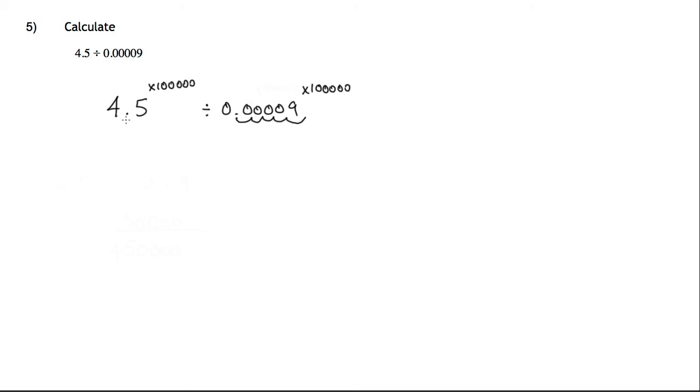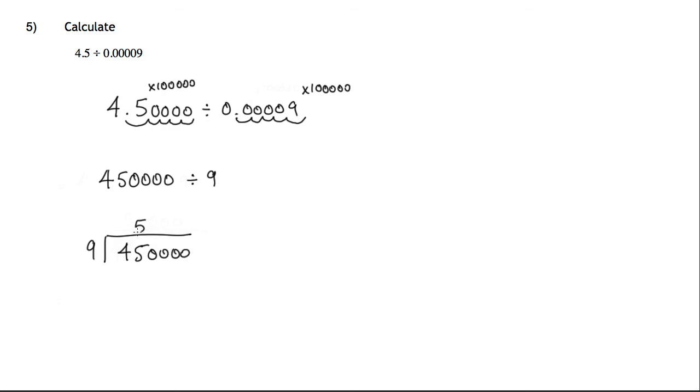So we need to move this decimal 5 places. So 1, 2, 3, 4, 5. And then just add some zeros in the gaps here. So we end up with 4, 5 with 4 zeros, so 450,000. That's going to be divided by 9. Now 9 into 450,000, if you want to do it this way, you can. 9 into 4 doesn't go, but 9 into 45 goes 5 times, and obviously 9 into these will be 1, 2, 3, 4 zeros. So the final answer is 50,000.